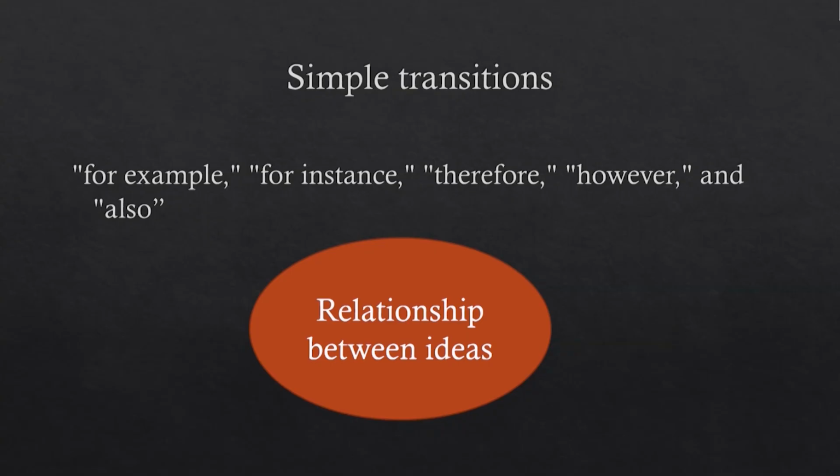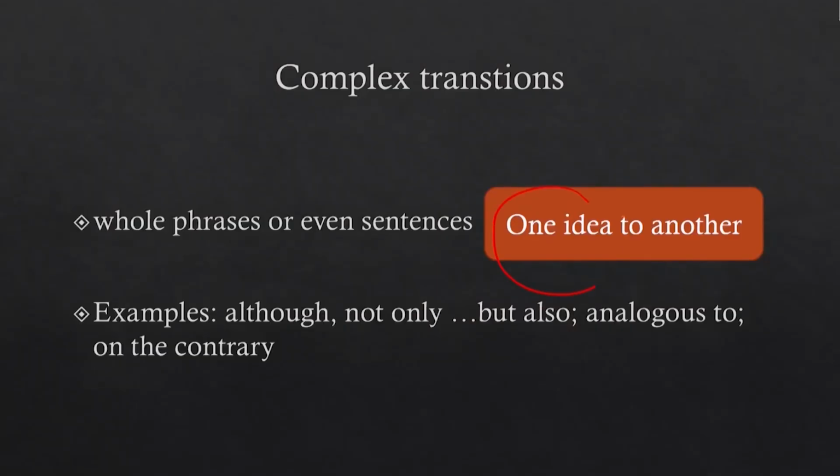The function of these transitions is very simple. They give you the relationship between ideas that are mentioned one by one in the various statements within a paragraph. Complex transitions are whole words or even sentences, and again they show the relationship between one idea and another in a paragraph and between paragraphs. Some very interesting complex transitions are: not only but also, analogous to, on the contrary, and so on.